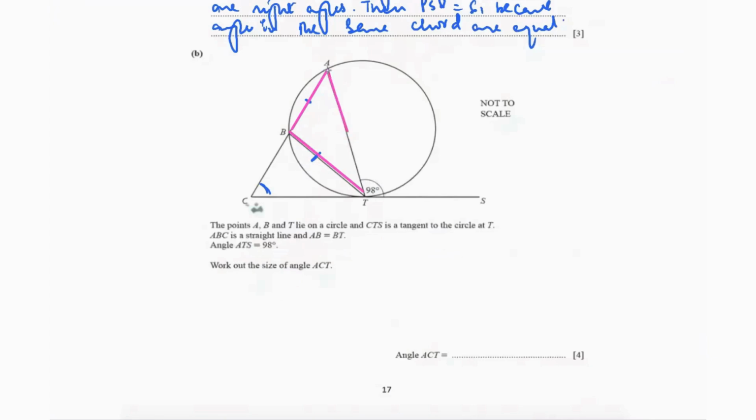We have a triangle inscribed in a circle. So we can use alternate segment theorem. If this is 98, this is also going to be 98. Hence, since this is an isosceles triangle, 180 minus 98 divided by 2 gives us angle BAT, 41 degrees.